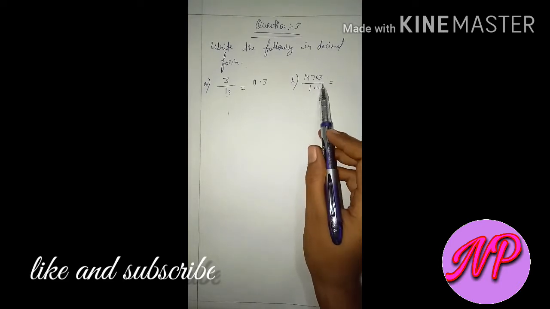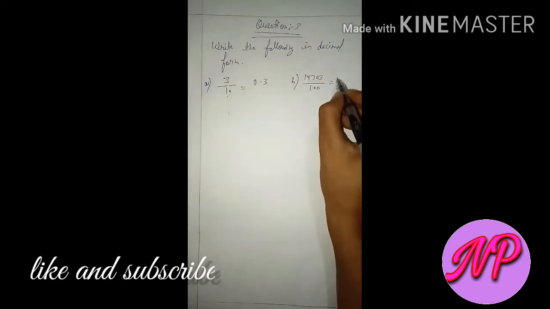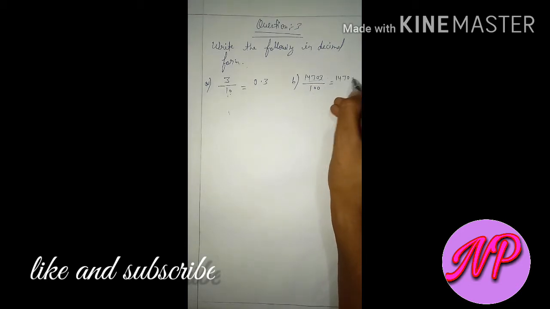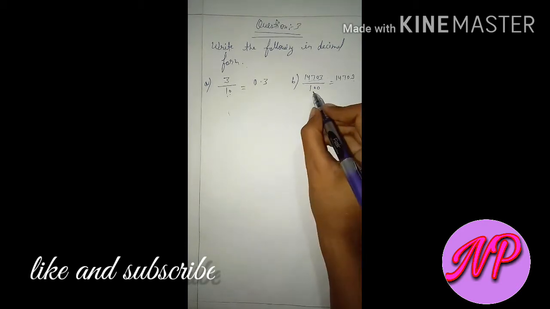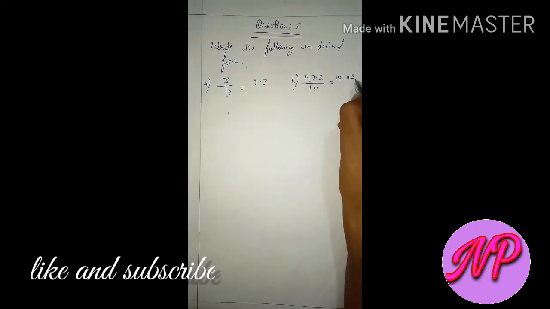Now the denominator is 100. Firstly, we will write the numerator the same, 14,703, and in the denominator 100 is given. How many zeros are in the denominator? 1 or 2. So we will put the decimal to the right side of the 2 digits. Got it?